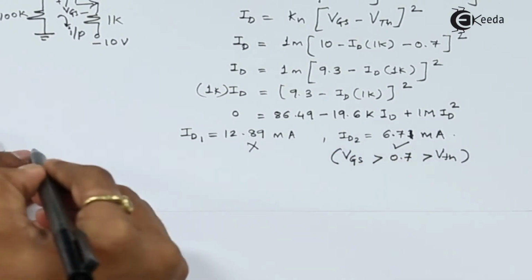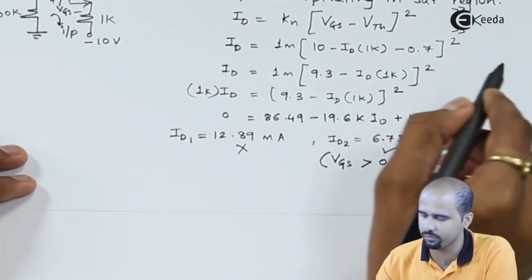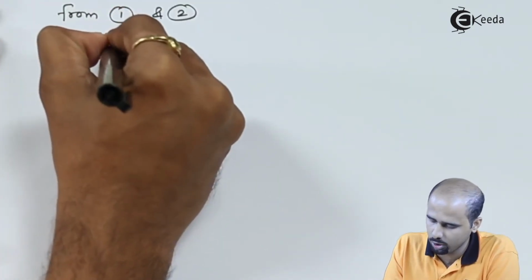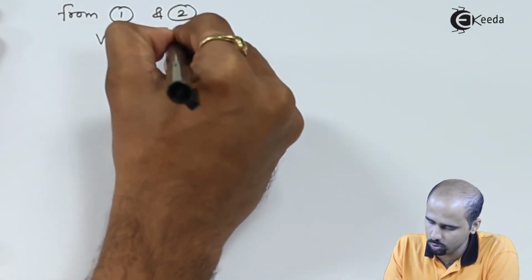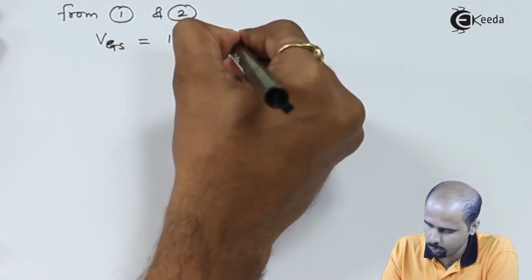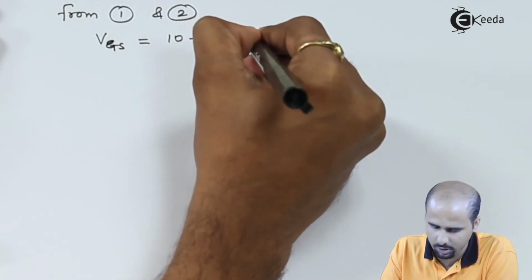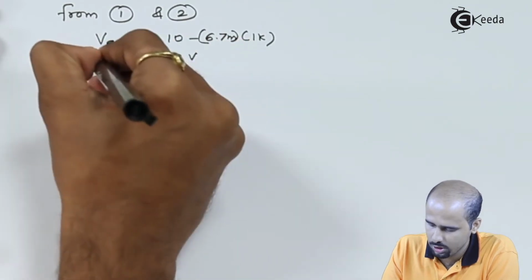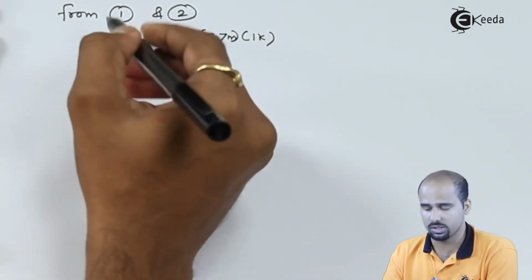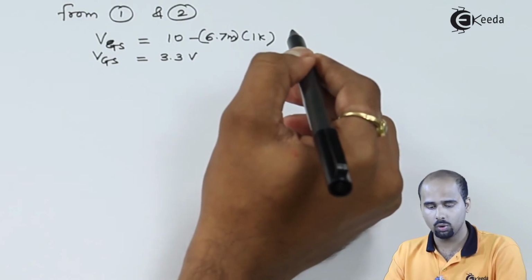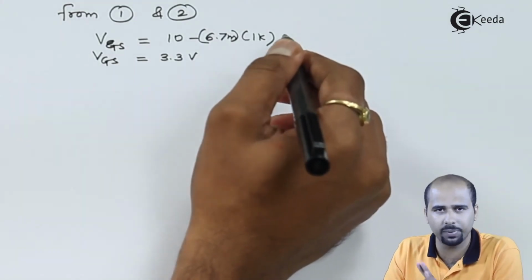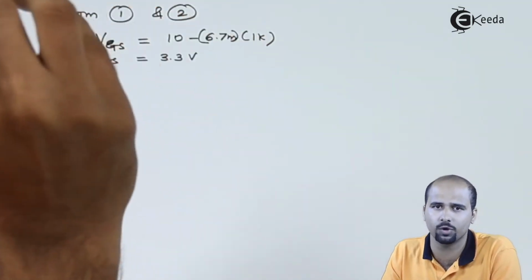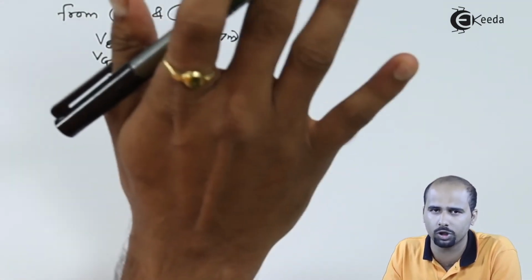Okay, so from equations 2 and 1 we'll get the value of VGS equal to 10 minus 6.7 milli into 1K. So it comes out to be 3.3 volts. So my VGS value is 3.3 volts. Now you don't have to deal with the complete DC analysis. If the value of the Q point is not asked, then you don't have to move further for DC analysis.